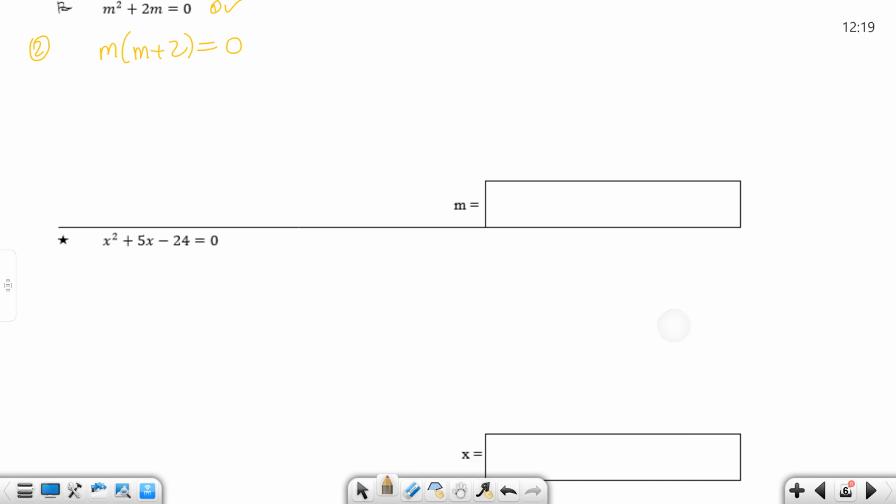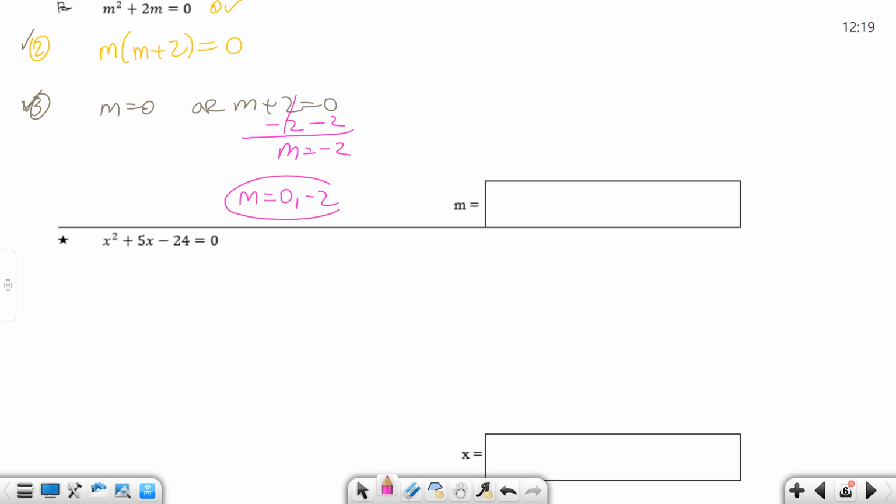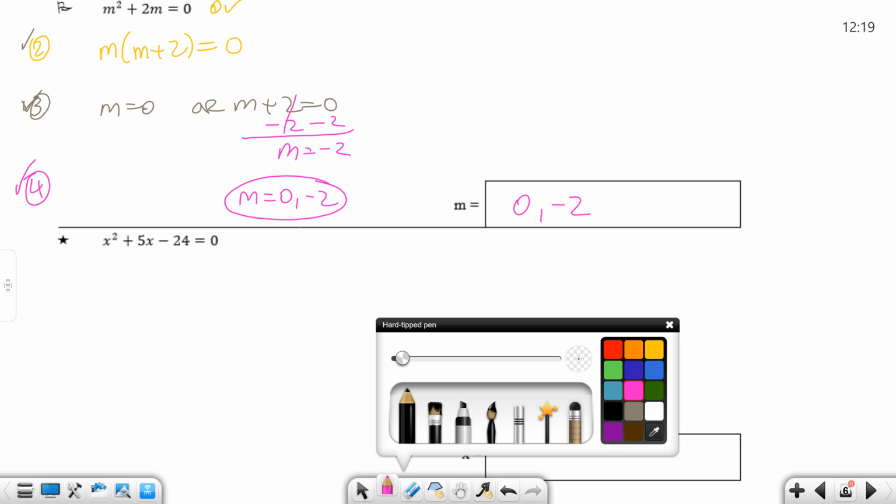Now step 3 is to set each factor. That one's done. Set each factor: m equals 0 or m plus 2 equals 0. That step's done now, right? Check it off. And then the last step, solve it. That's already solved. We don't need to do anything with m equals 0. Then we subtract 2. m is equal to negative 2, so 0 or negative 2. Step 4 is now done. I guess I could put that over there where the other ones are. So we get 0 or negative 2 here for m.